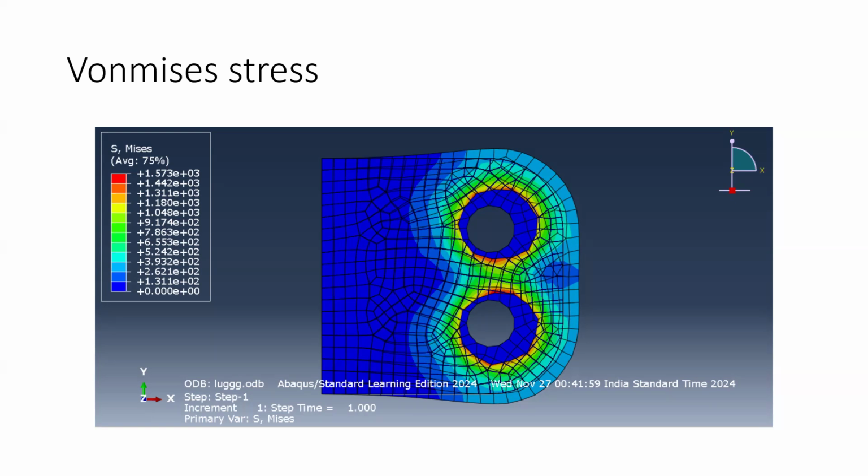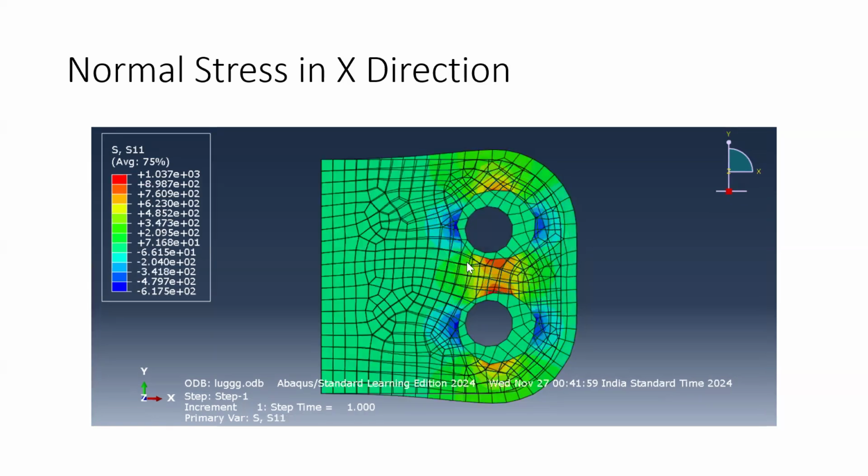You can extract these results and compare them exactly with these, as well as the normal stress in the x direction. Here we can see that this is the normal stress in x direction. The stress occurs at maximum between both holes, and it is clearly visible that blue is the minimum and red is the average.